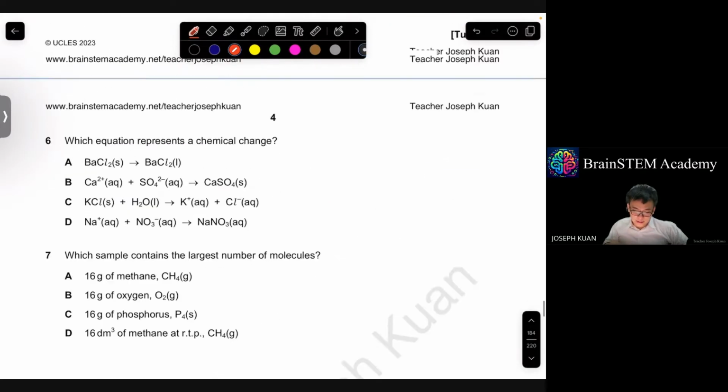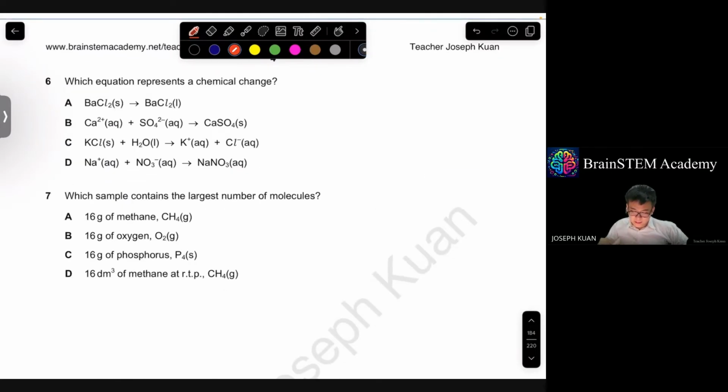Moving on to question number 6. Which equation represents a chemical change? For A, it's wrong because it's a physical state change. Wrong. And then let's observe which one is a chemical change. The last one, definitely not, because they are just combining these ions together, forming an ionic compound. That's not really a chemical change per se.